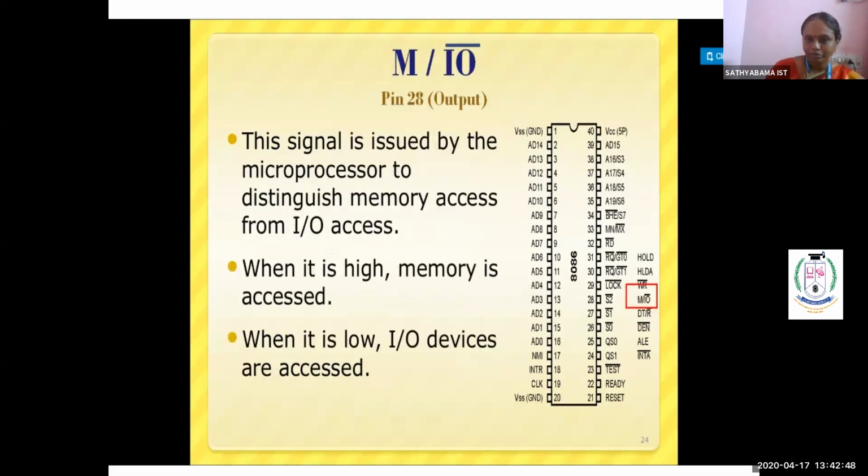Then M/IO bar. You already studied memory and IO. IO means input output operation. So M/IO means memory operation when it is high, and when it is low, it will choose input output device operation. The same way, one pin serves two purposes: depending upon high and low, it chooses the memory or the IO devices. High means memory, low means input output devices.